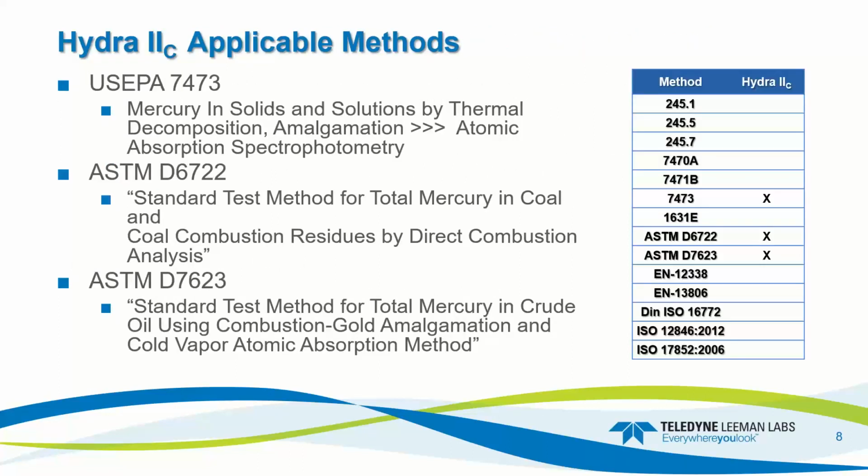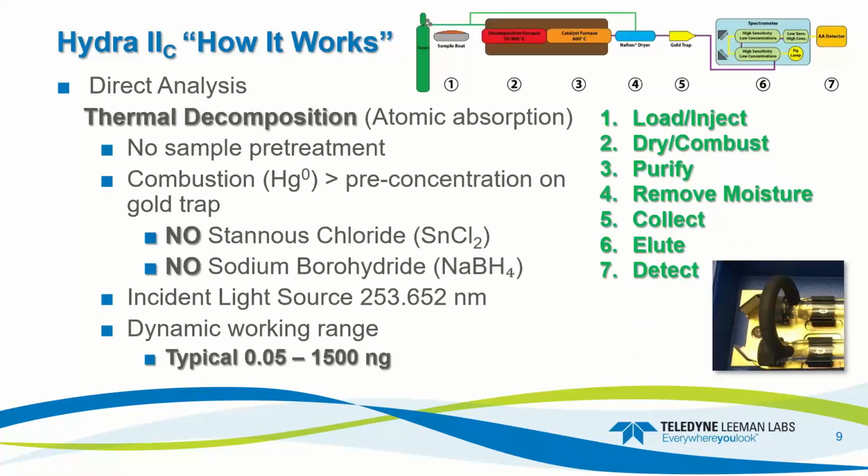Here are the three most common methodologies for the Hydra IIC. We have US EPA 7473, which detects mercury in solids and solutions. ASTM D6722, which is total mercury in coal and coal combustion residues, and ASTM D7623, which is total mercury in crude oil. These are the three big ones.